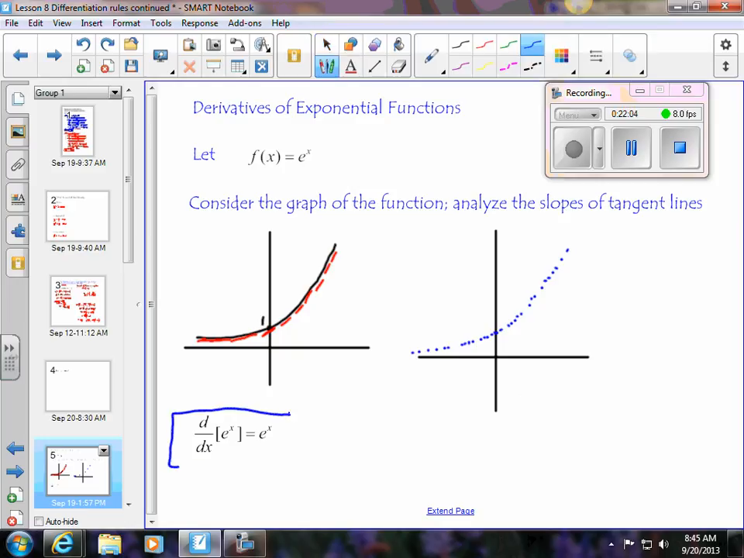Learn it. So now you have 3 new ones. What's the derivative of sine of x? What's the derivative of cosine of x? What's the derivative of e to the x? Yay. Okay.